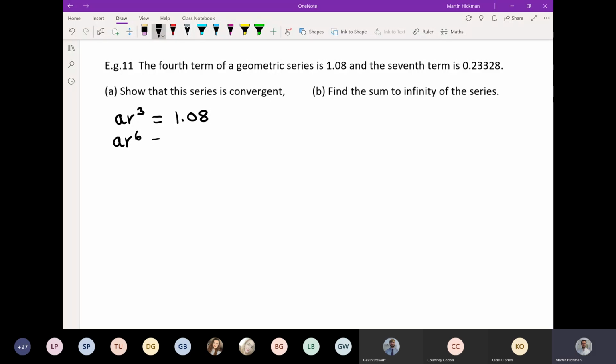The 7th term is 0.23328. So I'll also write that down. And now I have equations 1 and 2. So just the first question for the chat is, how do we end up finding what r is from here? What do I need to do to solve this? I just want to find what r is to check if it is convergent or not.